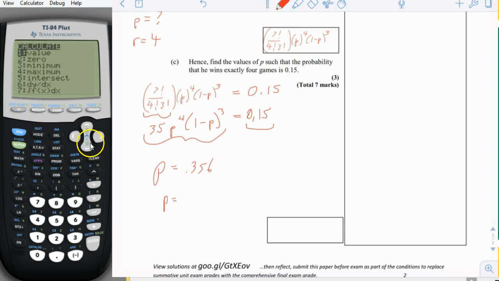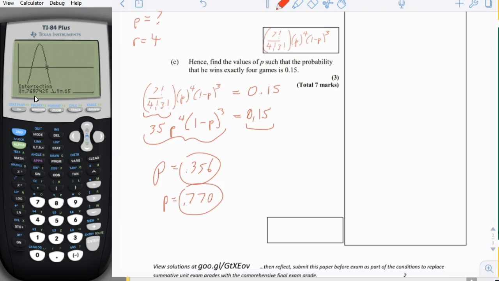Second calc intersect, first curve, second curve. And then I'm going to put the guess this time very close to this side. And it tells me it's 0.770. Okay, so these are actually two values of p that make this work out. 0.356 and 0.770.